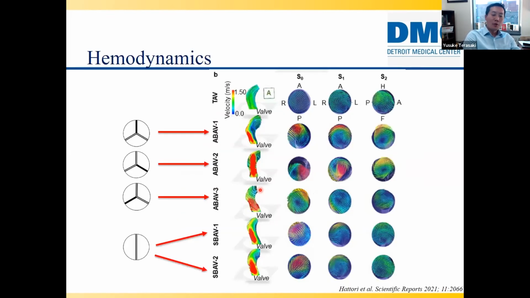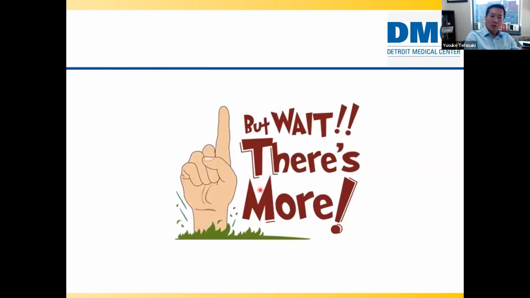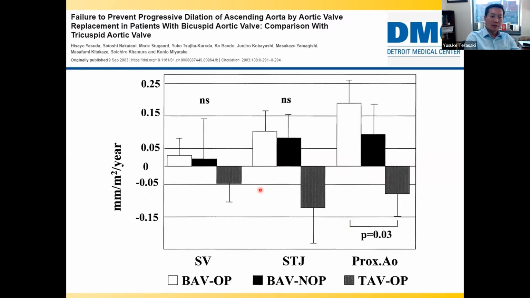All right, so is it just the hemodynamics that's really causing the aorta to become aneurysmal? Well, that might not be the case, as you can see in this study, where they actually looked at the size of the aorta per year after the patients had their valves replaced for bicuspid as well as tricuspid valves.